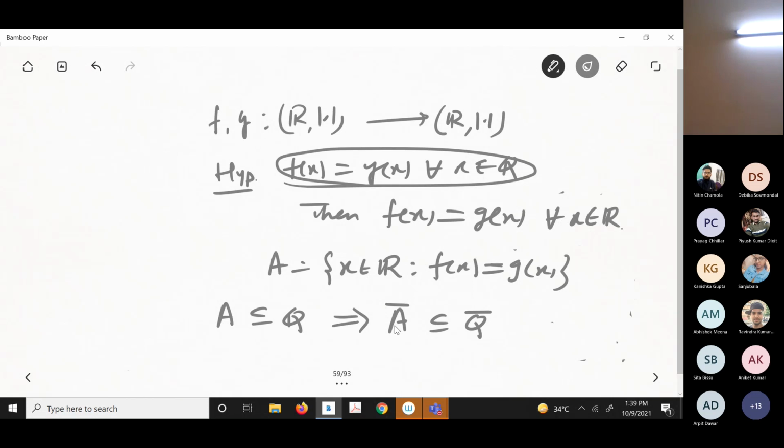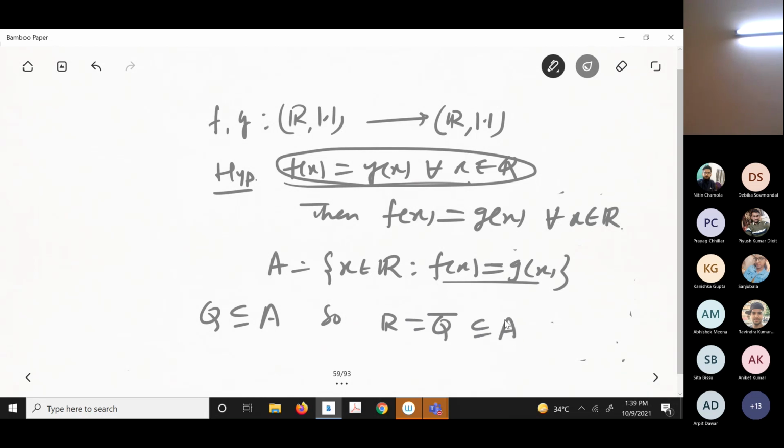But sorry, I have written it the wrong way. Since A is all those points where the two functions are equal, and I know on Q they are equal, Q is contained in A. So R, which is Q bar, is contained in A bar. But A is closed, that I have proved. So A bar is A. And I am working everything inside R. So A equals R.